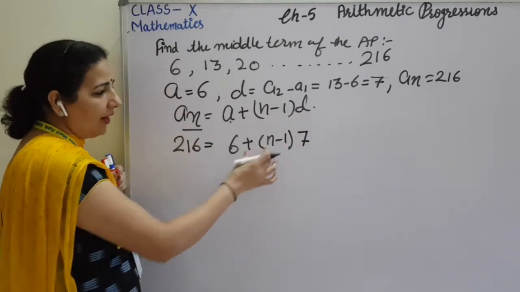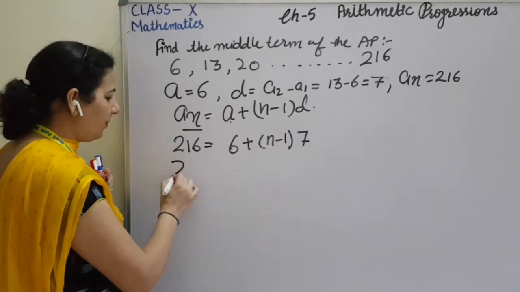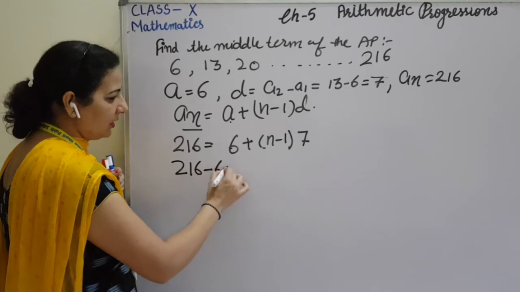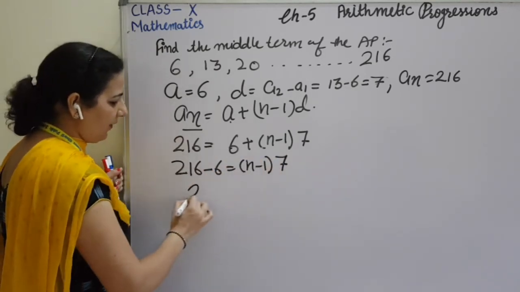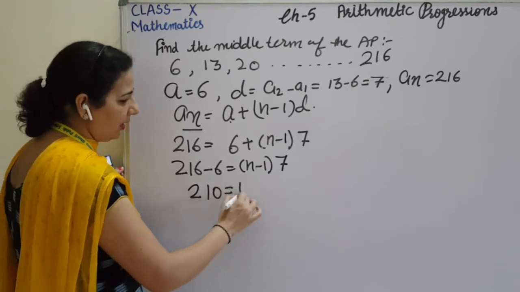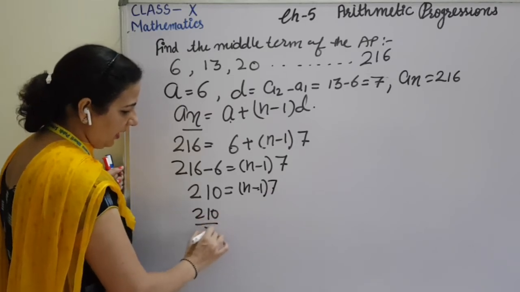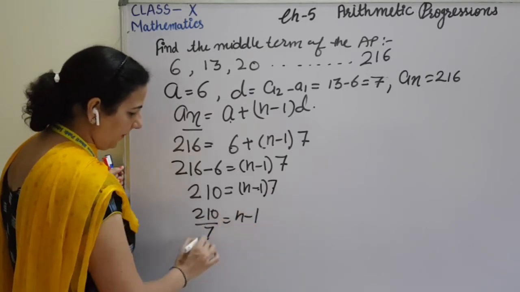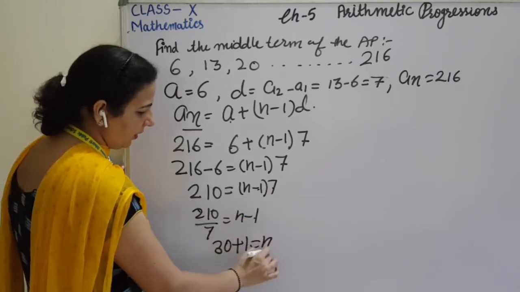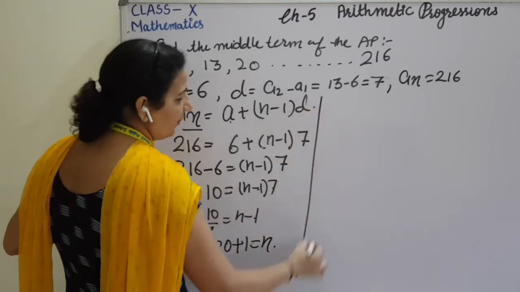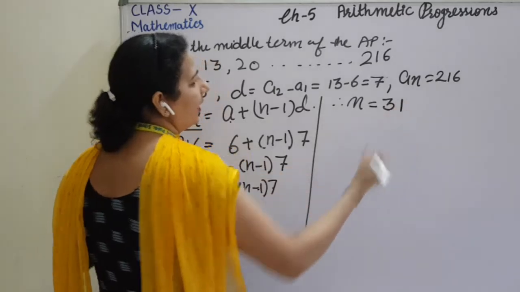Don't focus on finding the value of n directly. Find out the value of this bracket first. It will make your calculation work easier. 216 minus 6 is equal to n minus 1 into 7. When we subtract, it turns to 210. Now 7 is multiplied here, so 7 will go to the division: n minus 1 is equal to 210 upon 7, which is 30. Plus 1 is equal to n. So therefore, what is the value of n here? n is equal to 31.